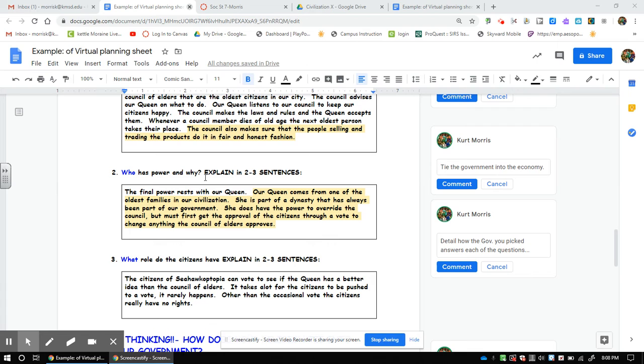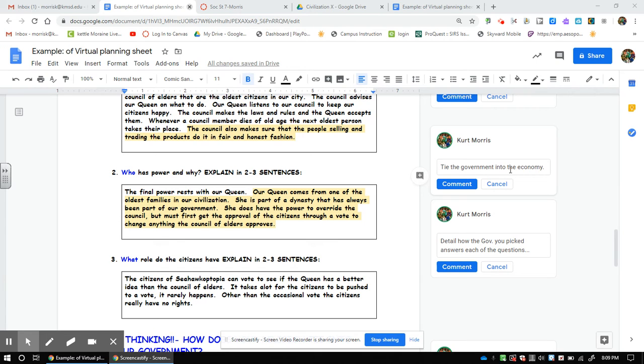Well, the final power rests with our queen. Our queen comes from one of the oldest families in our civilization. She is part of a dynasty that has always been a part of our government. She does have the power to override the council. So if our queen feels that the council is really wrong on something, she can ask for approval of the citizens through a unanimous vote. And if the citizens vote for her on her idea, then it overrides the council of elders. But that hardly ever happens.